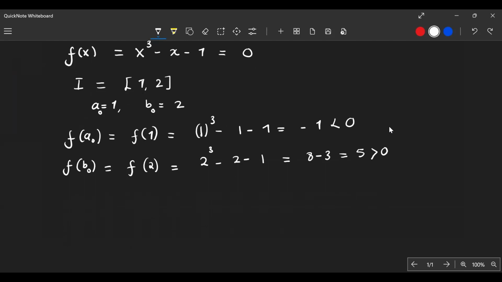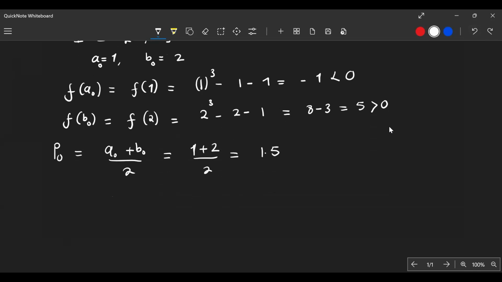All right. So you see that 1 is giving us a negative value, while 2 is giving us a positive value. So now we can find our first value of p. This will be my p naught. So p naught will be equal to a naught plus b naught divided by 2. Remember that our a naught is simply 1, b naught is 2, divided by 2. This is 1.5.